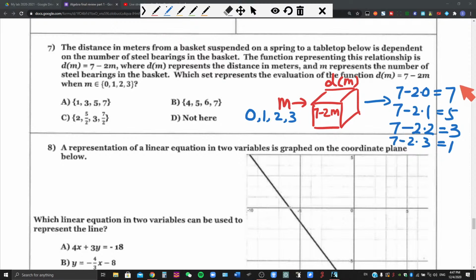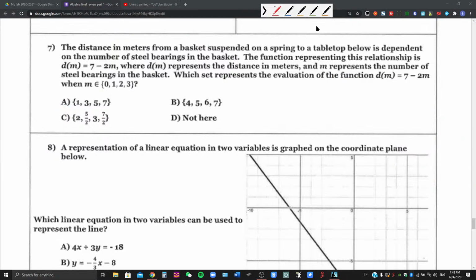And the collection, the set for the result will be 1, 3, 5, 7. This will be the collection. Therefore, the answer will be A. The answer will be A: 1, 3, 5, 7. Okay, let's go on to question 8.